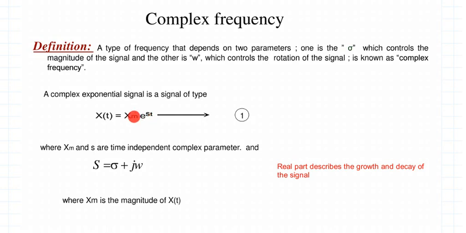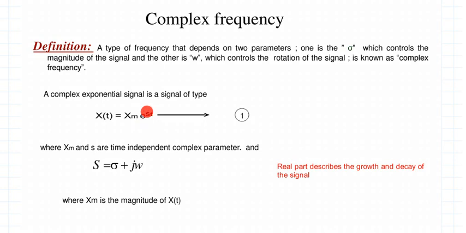If I want a signal x(t) which has two terms, sigma and j omega, where sigma talks about the magnitude and omega tells me the frequencies in the signal, then why not directly multiply x(t) with sigma plus j omega? Why is there an exponential term?